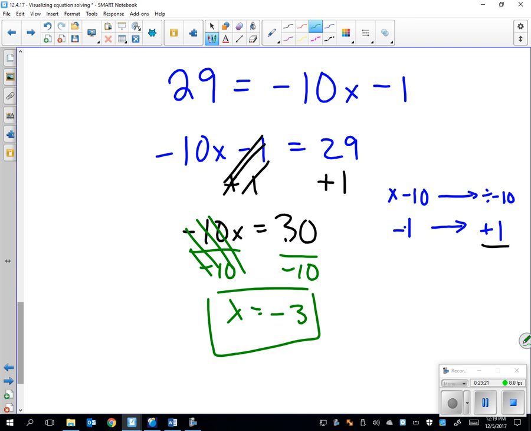Next step, 3 examples, then we get to work. Here we go.